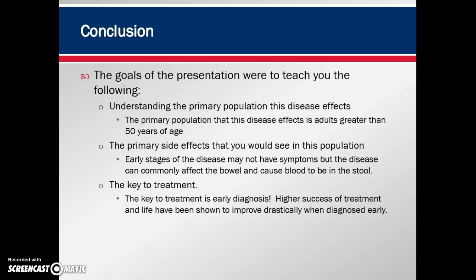The goals of this presentation were to teach you the following: understanding the primary population this disease affects. The primary population that this disease affects is adults greater than 50 years of age. The next goal was to identify the primary side effects you would see in this population. Early stages of the disease may not have symptoms, but the disease can commonly affect the bowel and cause blood to be in the stool. That is one of the common side effects you would see in this population. Most commonly, it will start with blood in the stool.